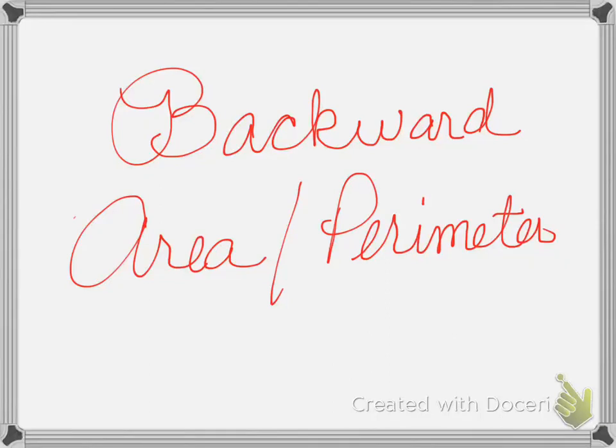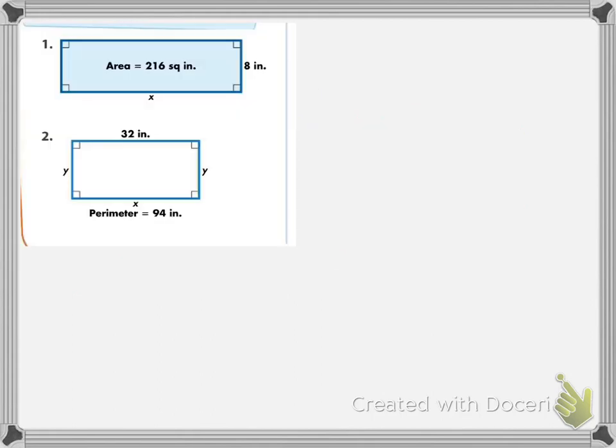Alright, today we're looking at what I like to lovingly call backward area and perimeter. With backward area and perimeter, we are given either the area or the perimeter, and we have to work backwards because we're usually given also one side. And we're given one side, so we have to figure out then what the other side would be, what the length or what the width would be. So we start off here with problem number 1.